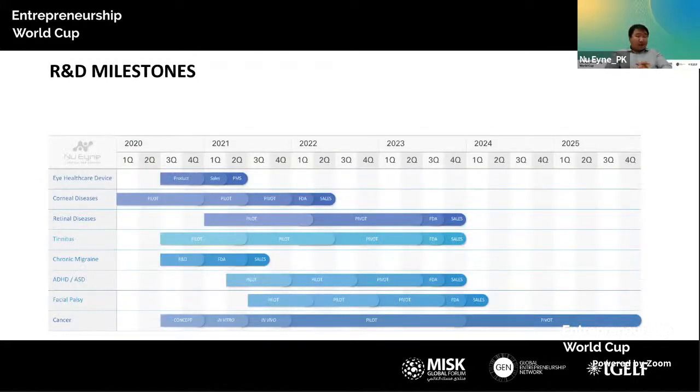Mainly everything except cancer is currently in the clinical phase. And the first medical device for chronic migraine is already approved by the US FDA as well as the CE MDD, and it's marketable by the fourth quarter of this year. At the same time, for corneal diseases, next year, the third quarter, and the retinal diseases by 2023.